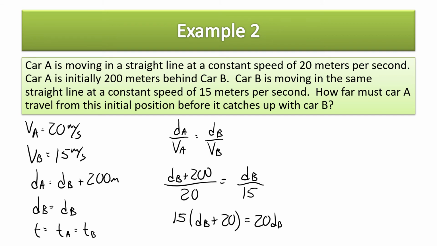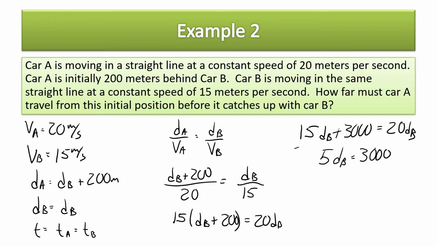So you can cross multiply and then distribute the 15. And I made a transposition error here. It's 200, so it would be 15 dB plus 3,000 is equal to 20 dB. So then you get 5 dB is equal to 3,000, and you get the distance that B is traveling is 600 meters. But the question says, how far must A travel?